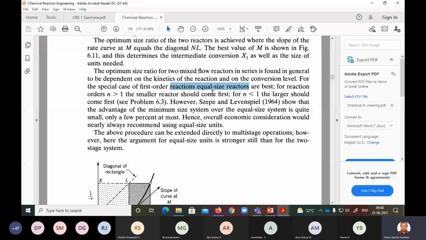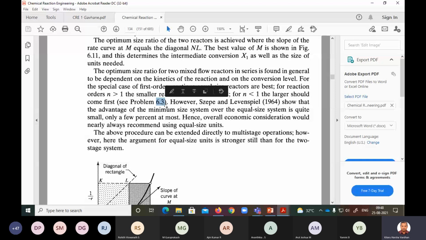Again, it is not the same case if the order is less than 1, in the sense it is 0.5, 0.6, 0.7. Then the large reactor should come first. The large reactor should come first. He will explain these three concepts in a problem, in Example 6.3.